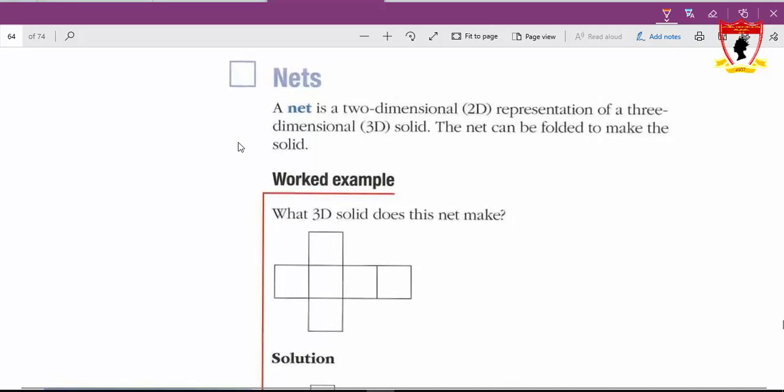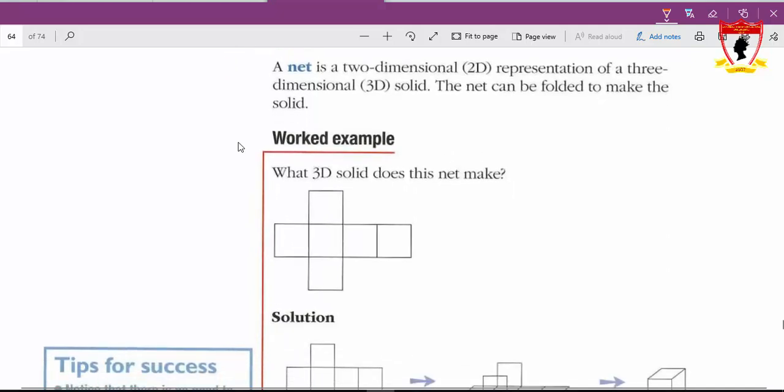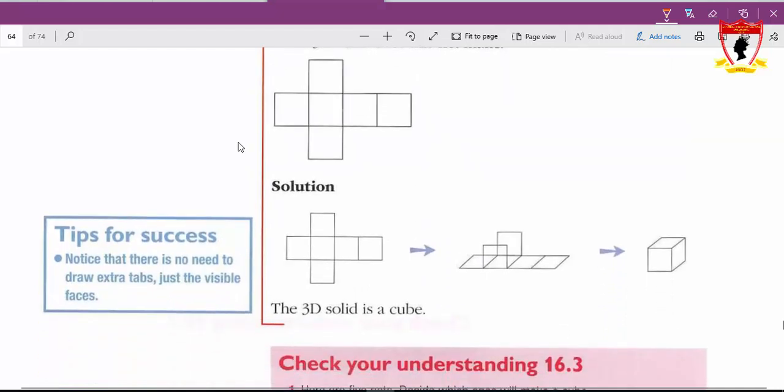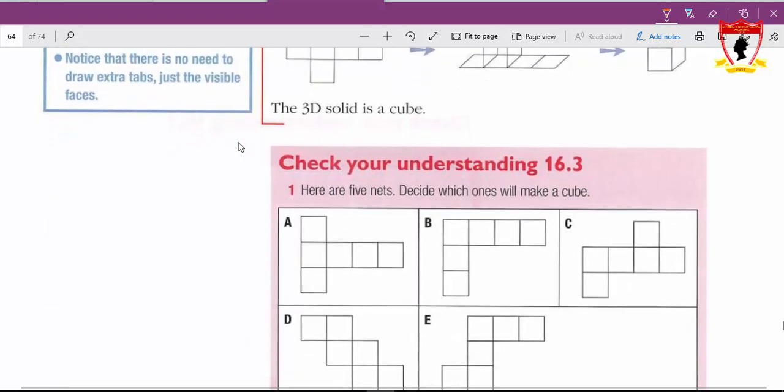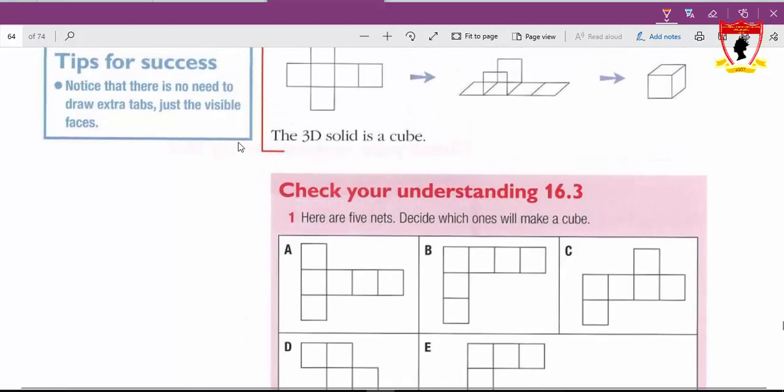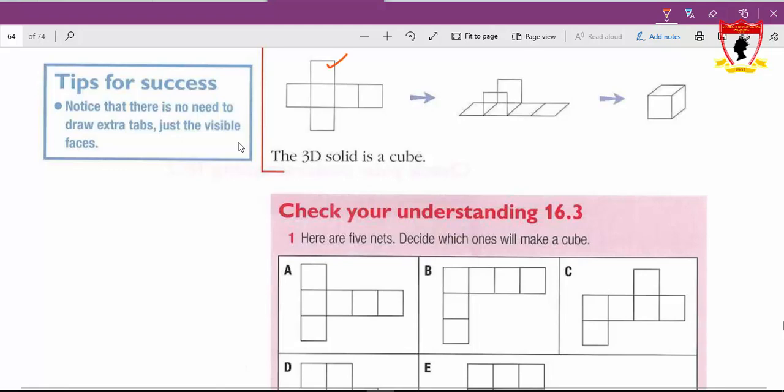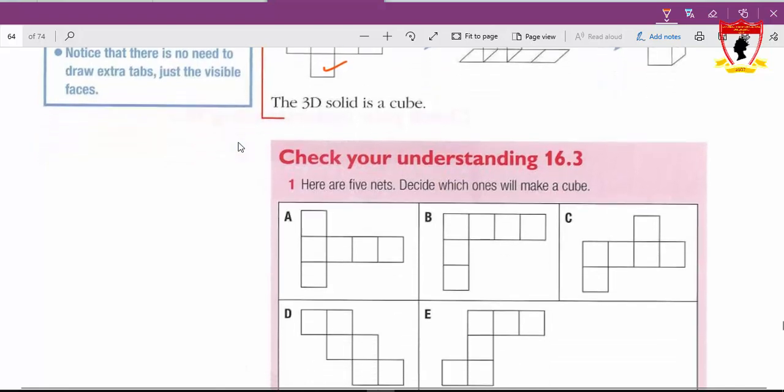Net is a two-dimensional model for the 3D shapes. This one is for a cube because it has 6 identical squares. As you see, if we fold this net, we can make a cube up. Now here are 5 nets. Decide which ones will make a cube. The very basic about the net of a cube, it must have 2 squares, each one on a side. Then we can fold it up to a cube.